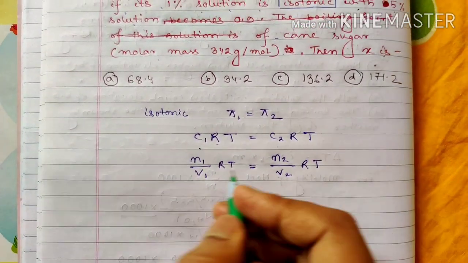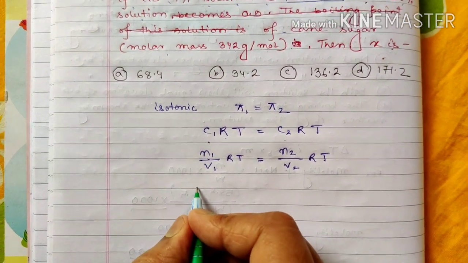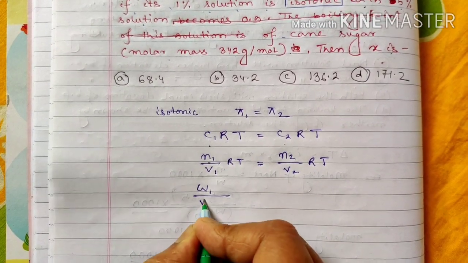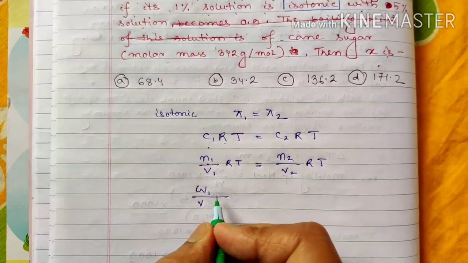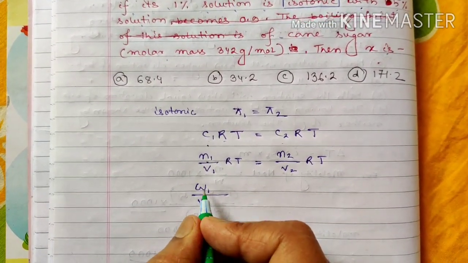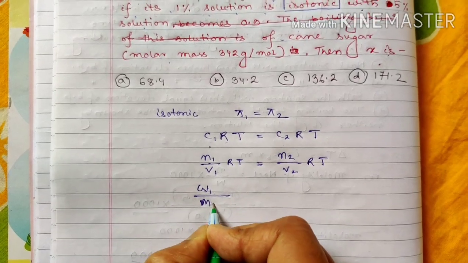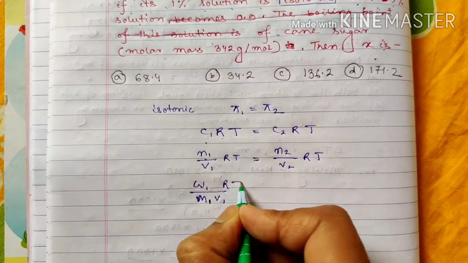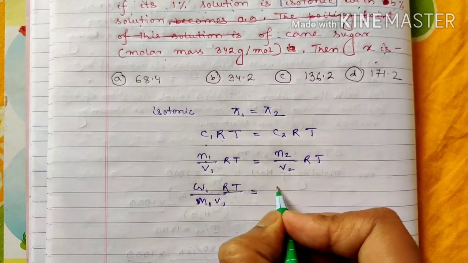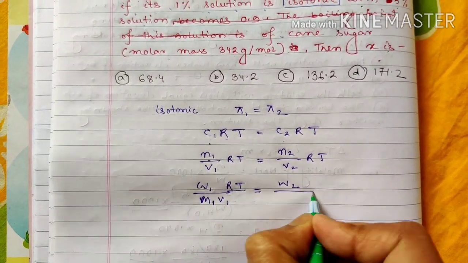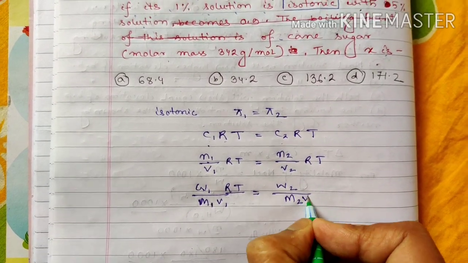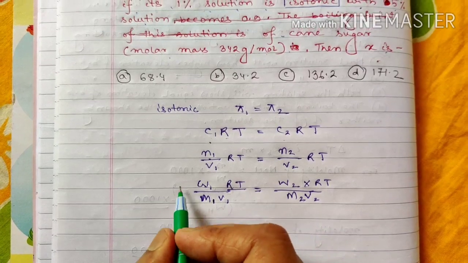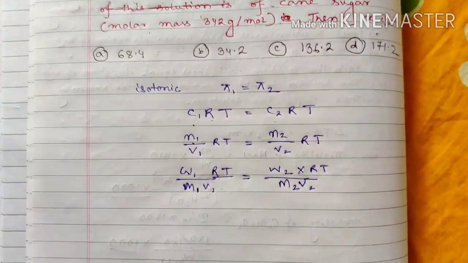Now further, n is the number of moles. So we should be able to write that it is W1 by M1, meaning the given mass by molar mass, into V1 into R into T, is equal to W2 by M2 into V2 into R into T. So this is the whole scenario till now.